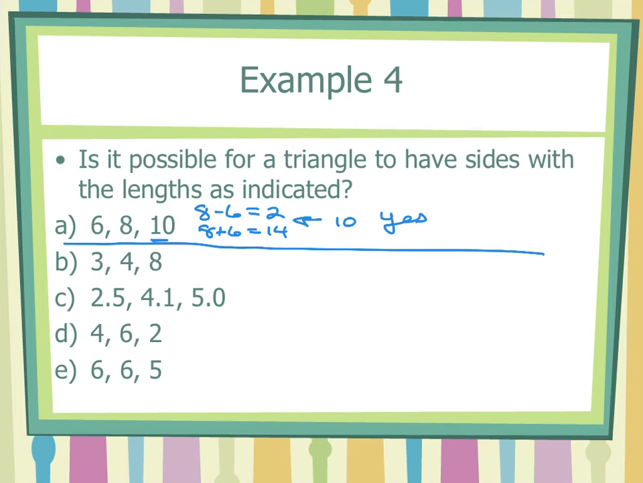Now sometimes the side lengths aren't going to be given to you in order from least to greatest. This one is. And again, I'm going to do the same thing. I'm going to subtract the numbers and I'm going to add the two smaller numbers. 4 minus 3 is 1. 4 plus 3 is 7. However, 8 is not in between 1 and 7. So this one is no. These could not form the sides of a triangle.